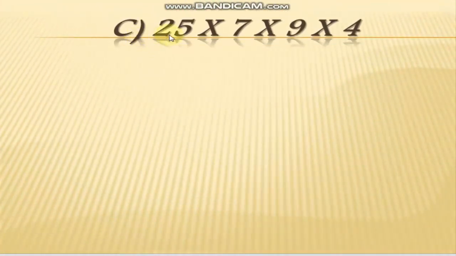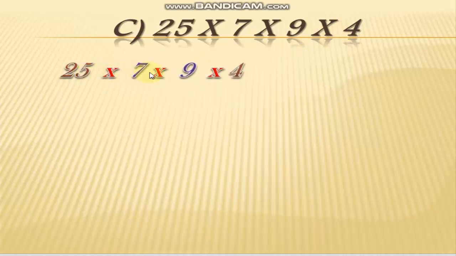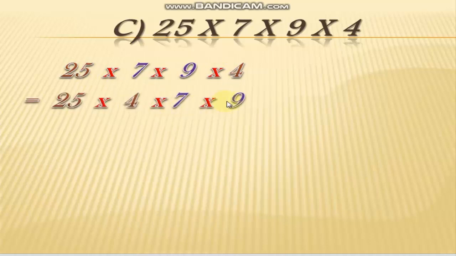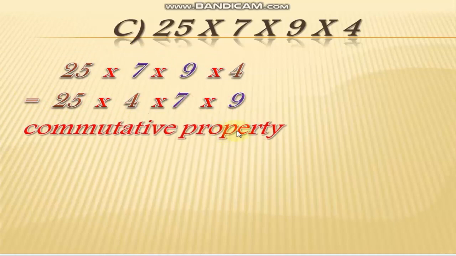Letter C. 25 times 7 times 9 times 4. At first, we will write the same numbers, 25 times 7 times 9 times 4. And second, we will rearrange the numbers. We will put 25 times 4 at first, then 7 times 9. And this is called commutative property.